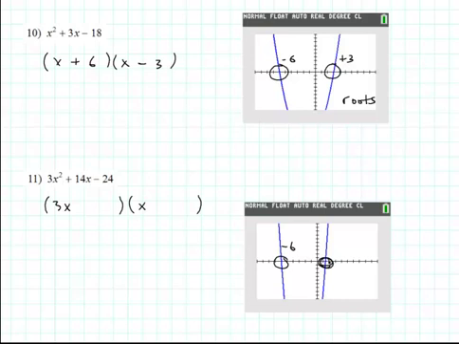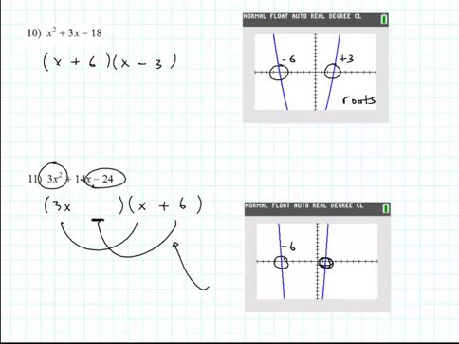The negative 6 is going to help me out with this factor right here. That'll be x plus 6. Now, in order to figure out this other number, here's what you need to know. You need to remember that these two will FOIL together to be this 3x squared. And 3x and x do. This 6 and the number that's missing right here will multiply together to give me this negative 24. 6 goes into negative 24, negative 4 times.